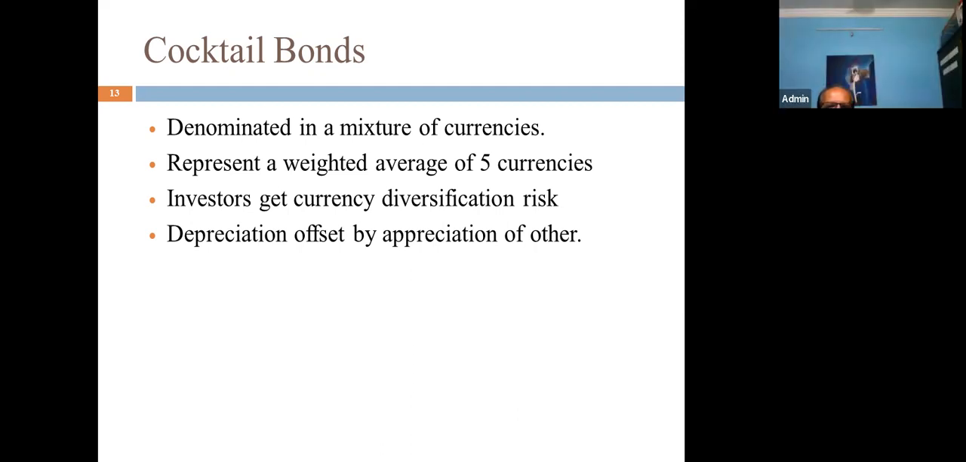That is why, since the values are different, they take a weighted average of these different currencies. Suppose there are five currencies, they will take an average of all five currencies and one rate will be decided. One rate will be there. Followed? Understood?